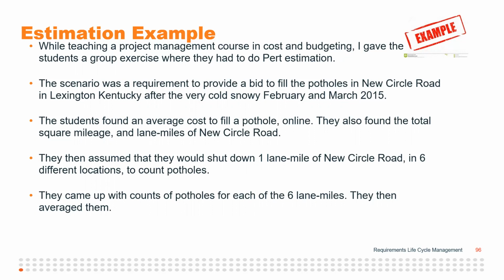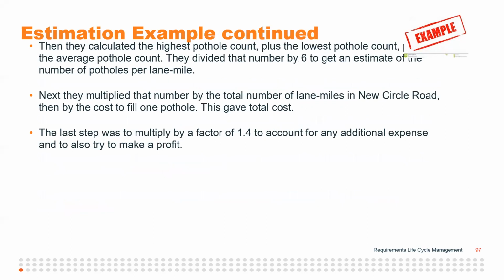But they didn't actually do it, obviously, because they were students. They weren't actually a construction firm. So then they came up with fake counts of potholes for each of the 6 lane miles, and then they averaged them. So they came up with a lot of counts plus an average count. Then they calculated the highest pothole count, so that was kind of the pessimistic estimate, plus the lowest pothole count, which was the optimistic estimate.